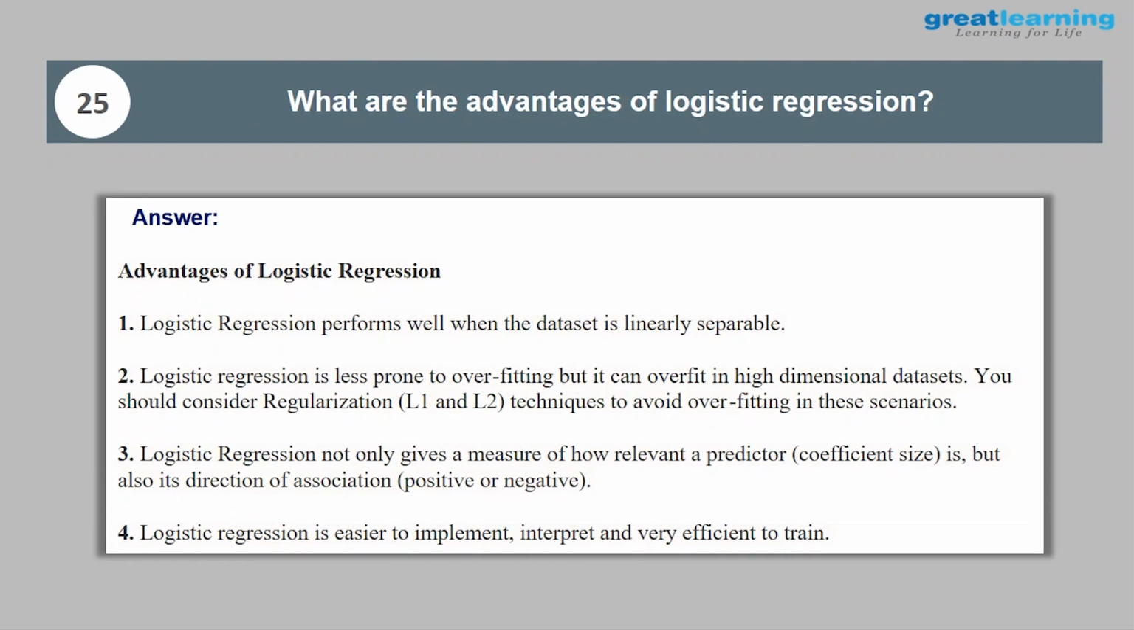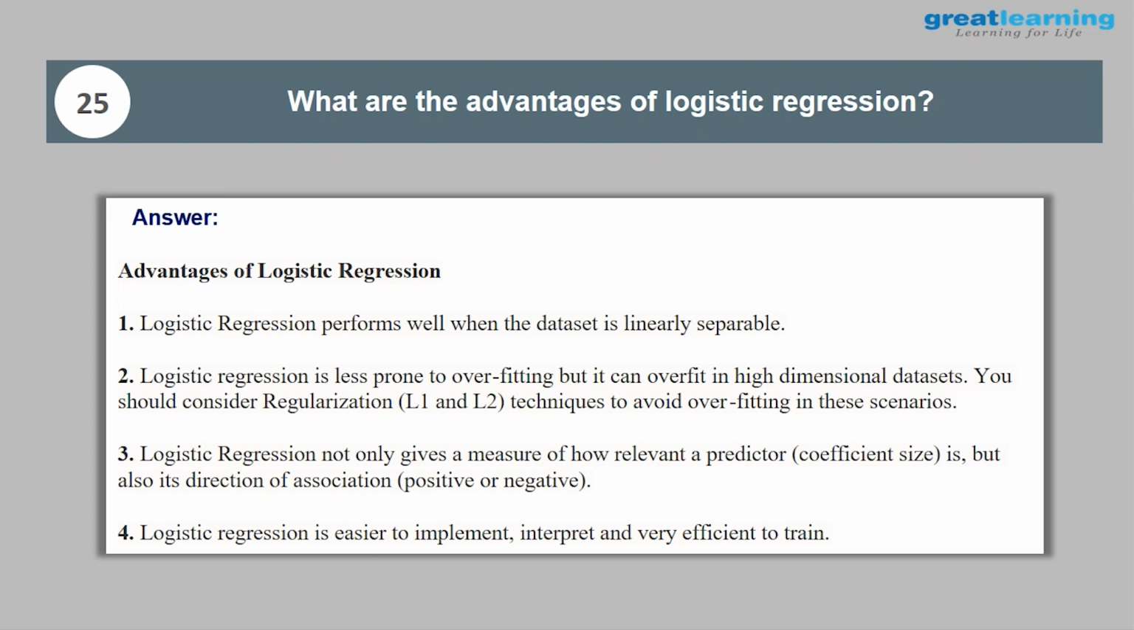Now let's have a look at the advantages of logistic regression. Logistic regression performs well when the dataset is linearly separable. Logistic regression is less prone to overfitting. But what is overfitting? Let me give you an example. When your model works fine with the training data, maybe you will get a high accuracy when you are using the training data set with your model. But when you give unknown data to your model, it starts giving very bad accuracy.